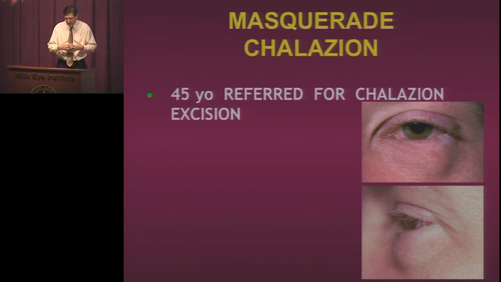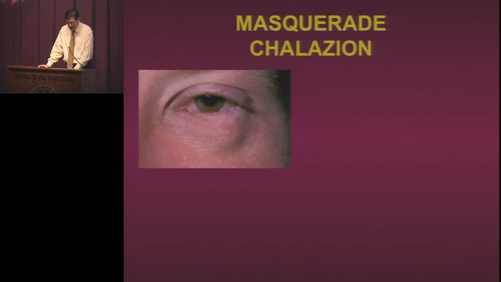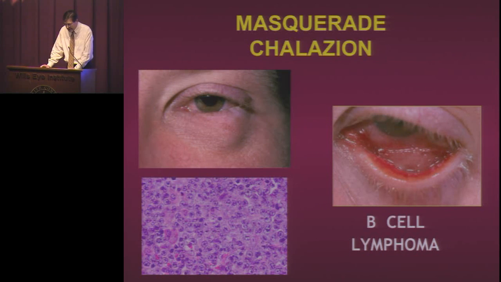This was a patient of mine that was referred by an optometrist after treating it for 2-3 months as a chalazion. Warm compresses and drops didn't help, and it did look like a sort of a large chalazion until you looked a little more closely. Pulling the lid down, there was this salmon elevated area, and what did the biopsy show? A B-cell lymphoma. So this is sort of a masquerade chalazion that became a B-cell lymphoma.